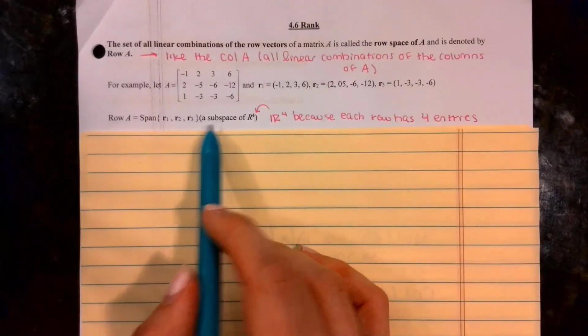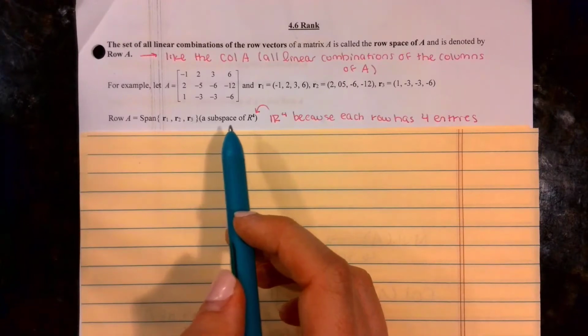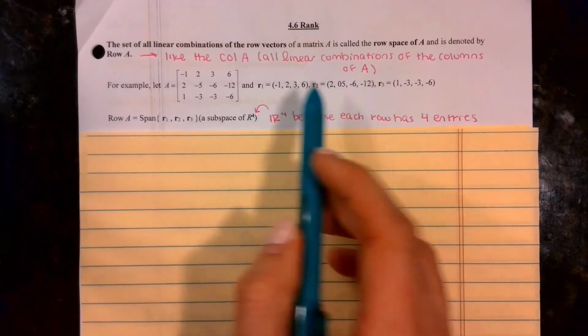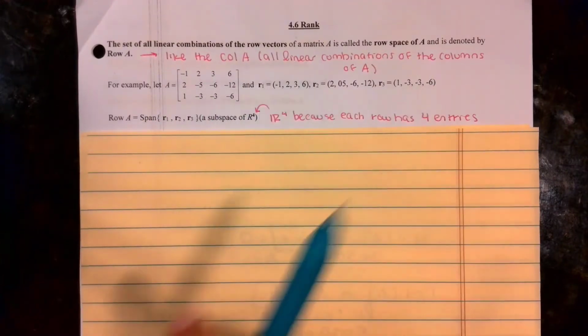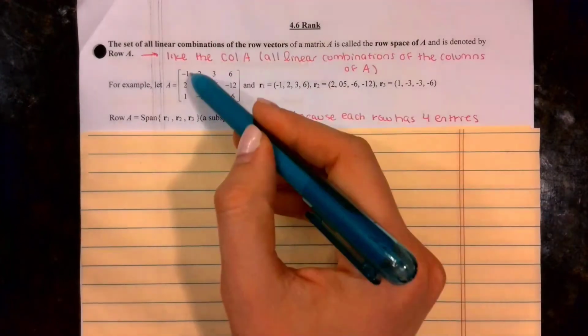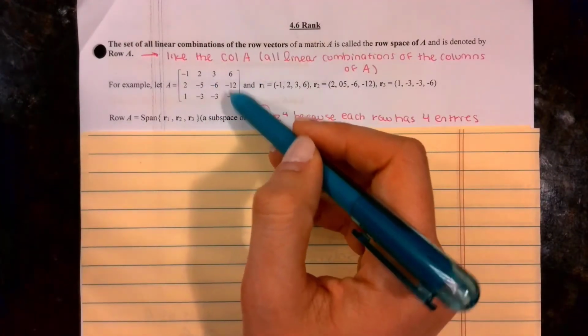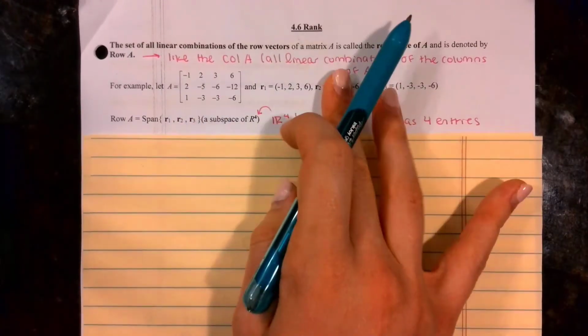If you need to remember why a span is a subspace, go back and review I think 4.1 and 4.2. But it's a subspace of R4 because each row, each vector here now looking across, has 4 entries. Okay, so again, the column space for A would have been some subspace of R3 because they have 3 entries, but this is a subspace of R4.